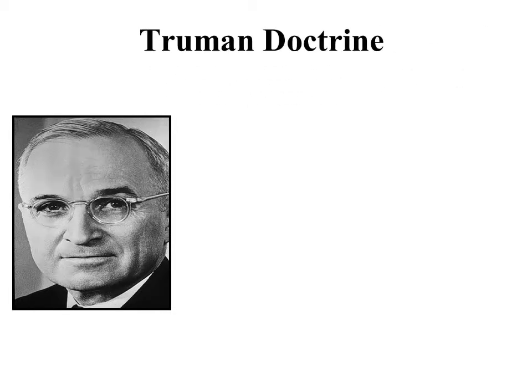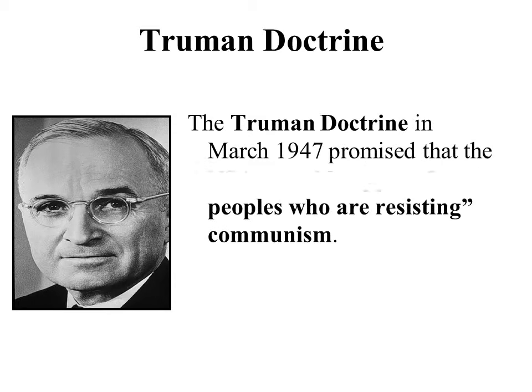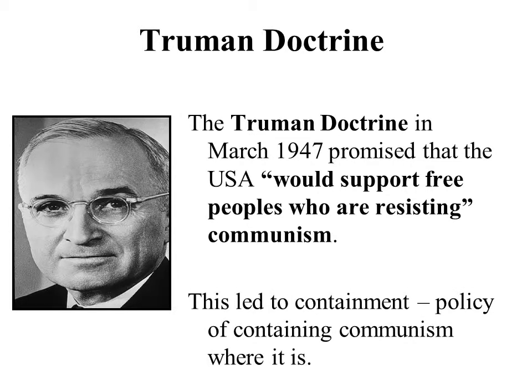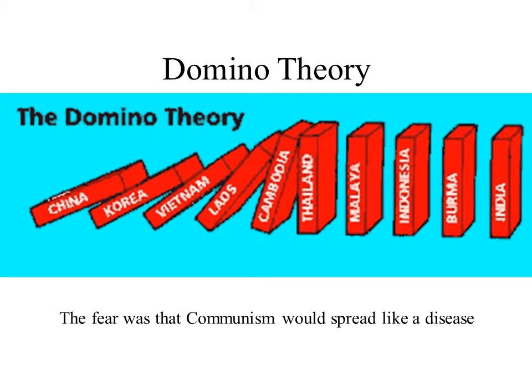This is Harry Truman, and he developed what's known as the Truman Doctrine, which he put forth in March of 1947, promising the U.S. would support free peoples who were resisting communism. And this led to the containment policy. This is where we contain communism where it is. In other words, we're not going to let it spread. The fear was the domino theory. The fear was that communism would spread like a disease, or like dominoes pushing one another until they all fall down. China had already become communist, Korea was well on its way, and so forth. And what they were worried about is that all of Eastern Asia and Southeast Asia was going to turn communist.